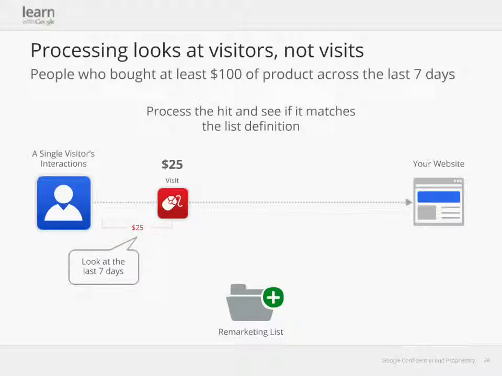Now, in this case, there are no previous visits. So the visitor's total is still $25. But if they come a second time and they spend $50, this time, imagine that the prior visit actually overlaps with this visit in the last 7 days.